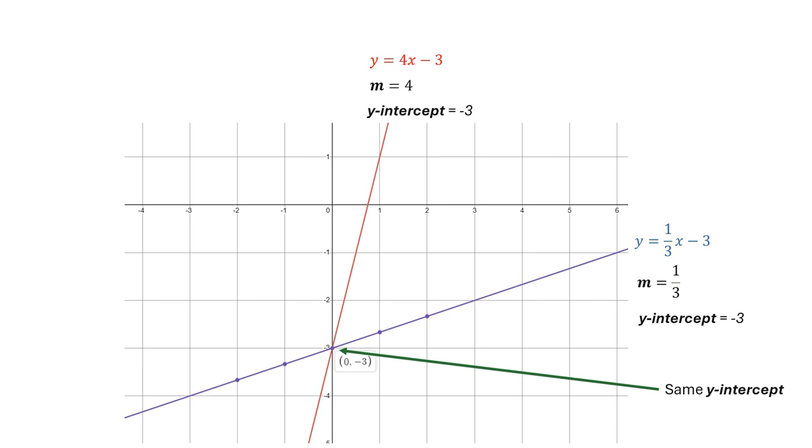This particular graph shows two equations with different slopes, but the same y-intercept. Because they have different slopes, they will at some point when graphed intersect. Because they have the same b value, they will have the same y-intercept.